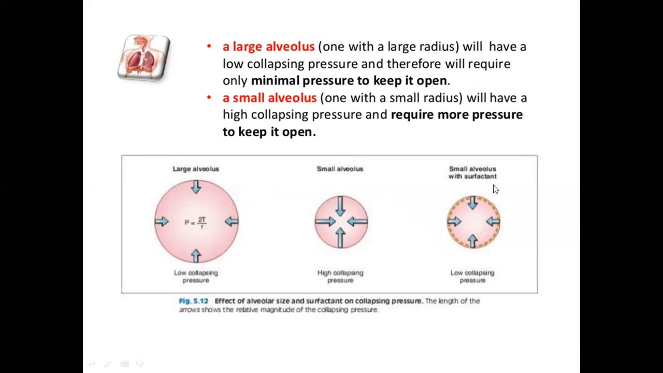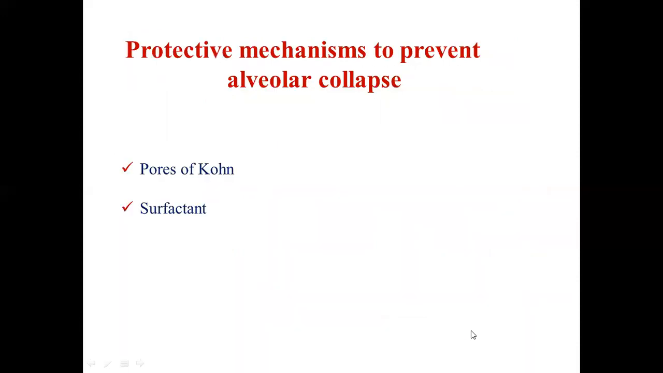Now, if the small alveoli are lined with an agent that reduces the surface tension, and here we are going to discuss the role of surfactant, if it is lined by surfactant, then the high collapsing pressure in the smaller alveoli will be changed to a low collapsing pressure, and the size of the alveoli will be maintained. So this is how it is helping.